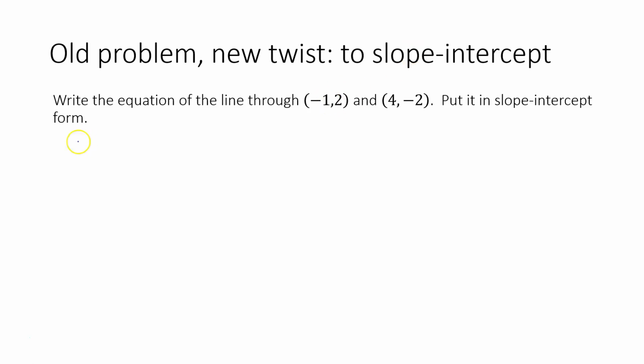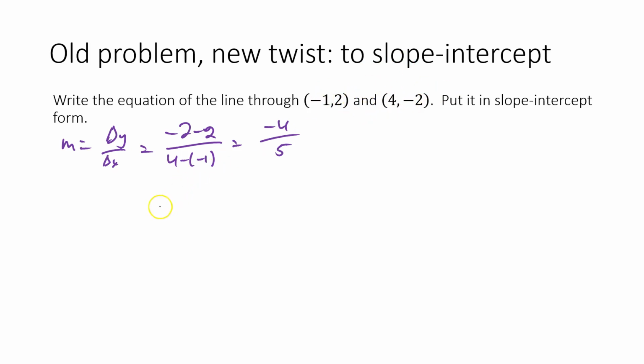So our slope, remember, change in y over change in x. And let's go this way. So -2 minus 2 divided by 4 minus -1, which is -4 over a positive 5. So we have our slope. And now let's put it into point slope form because we have a point. We can use either one.